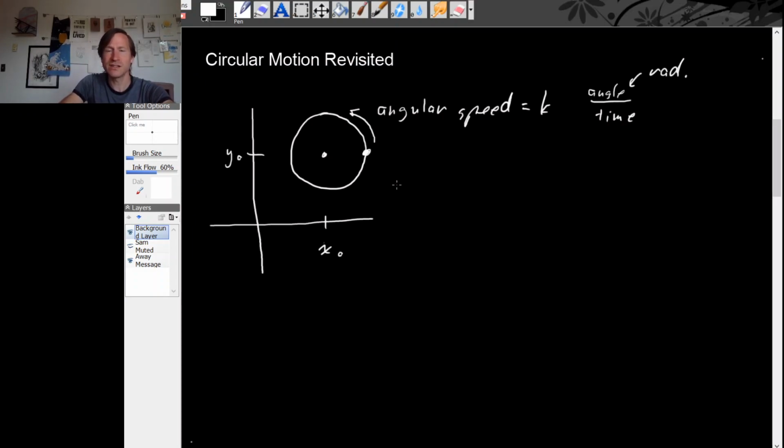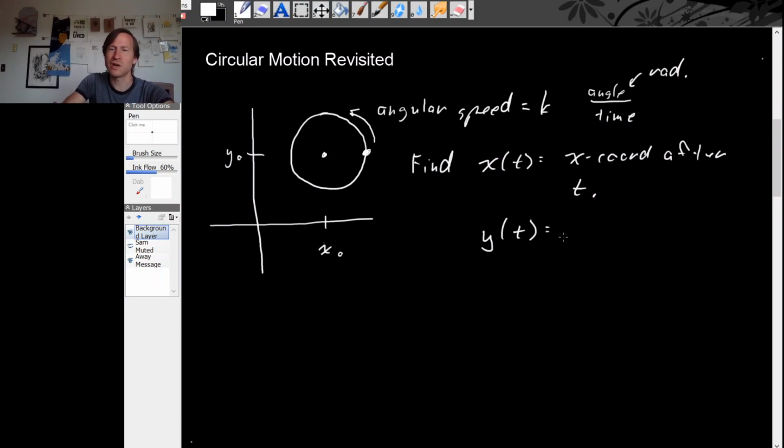Okay, so what I'd like to do is find a function x of t that tells you the x-coordinate after t time units, and also a y-coordinate function as well that tells you the y-coordinate of this spot moving around the circle after t time units. Okay, well, let's start with the y-coordinate, I guess.